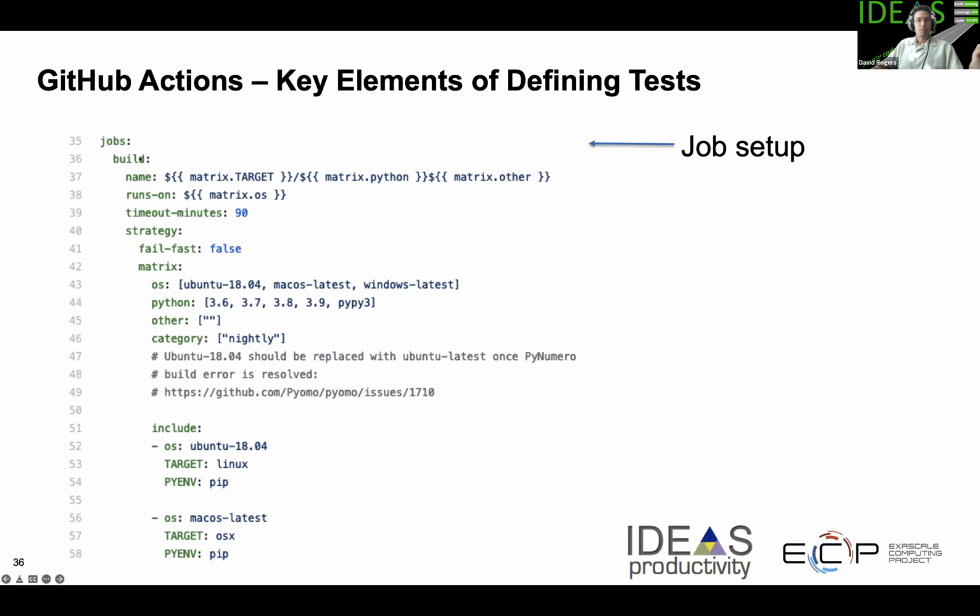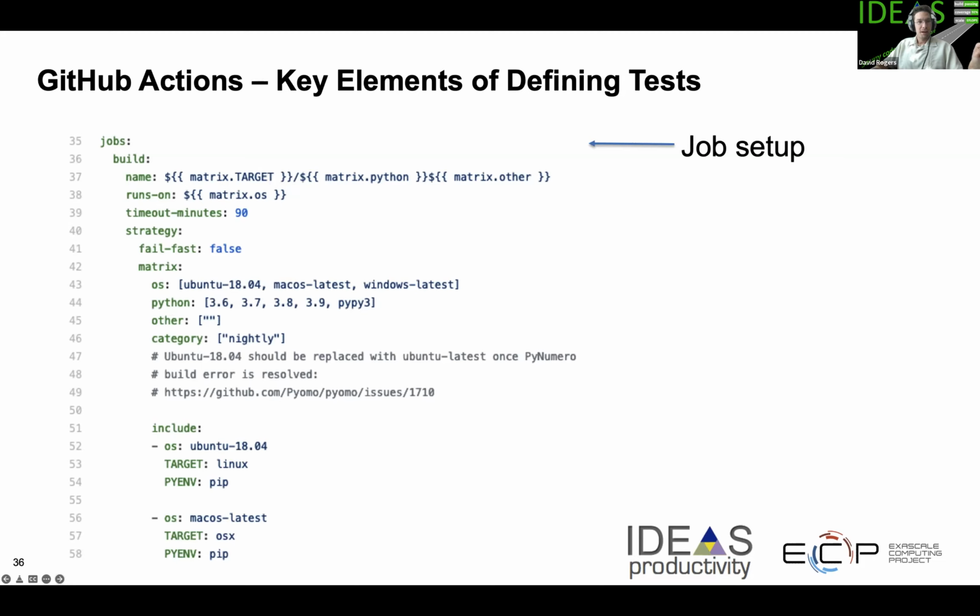Also, there are more advanced options that you can use in your job setup. What you're seeing here is that they've actually named their job with a template. So this dollar-brace syntax is going to substitute in matrix.target, Python, other. And those are coming from here, where we've defined a matrix of tests which have different values for OS, different values for the Python version, and they haven't been using other, but this matrix of tests now allows them to look across different operating systems and different versions of Python.